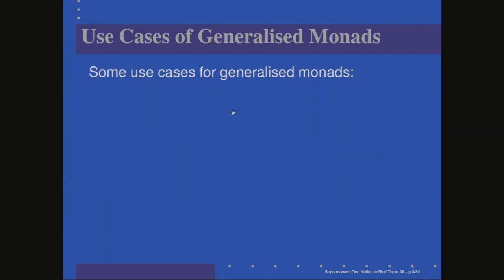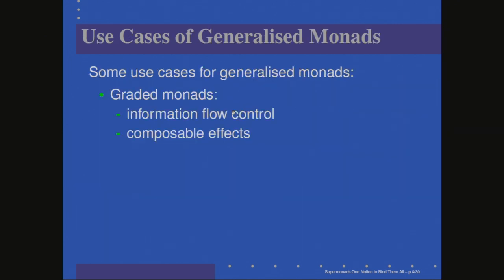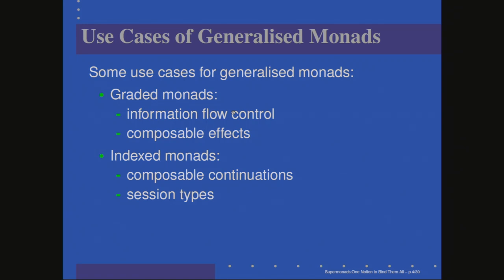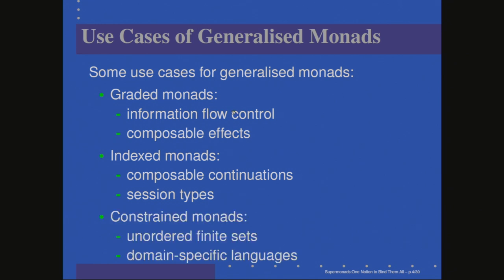Some use cases of these things, just quickly. Graded monads, we already saw one this morning. More generally, information flow control, composable effects, index monads, composable continuations, session types was mentioned as well this morning. Constrained monads, quite often in domain-specific languages, they pop up because we want to constrain the kind of types we deal with in our language, and then quite naturally we want to have a constraint on the monads. Quite common.